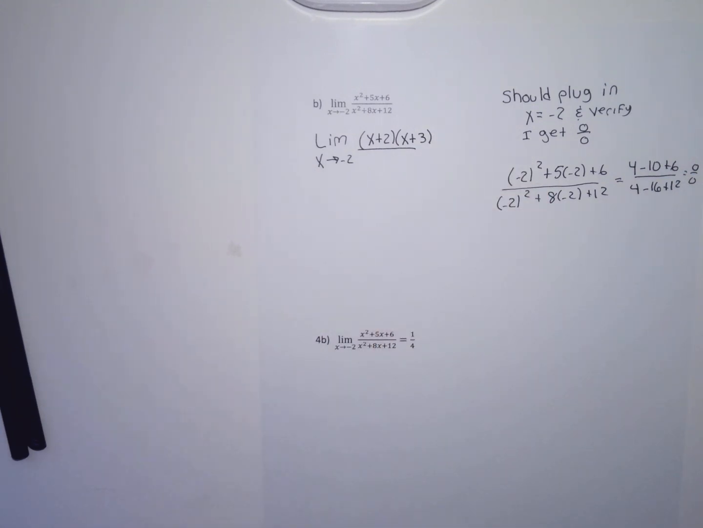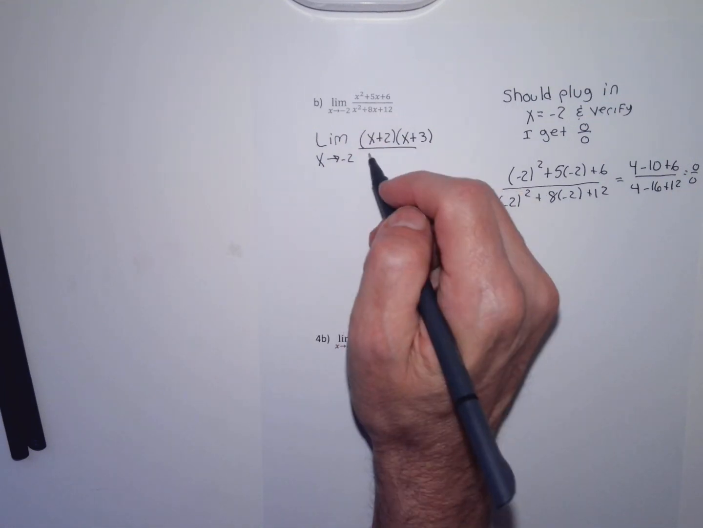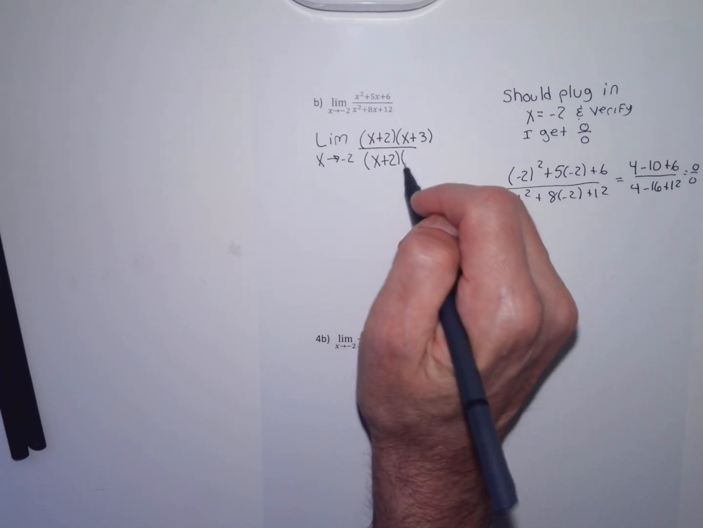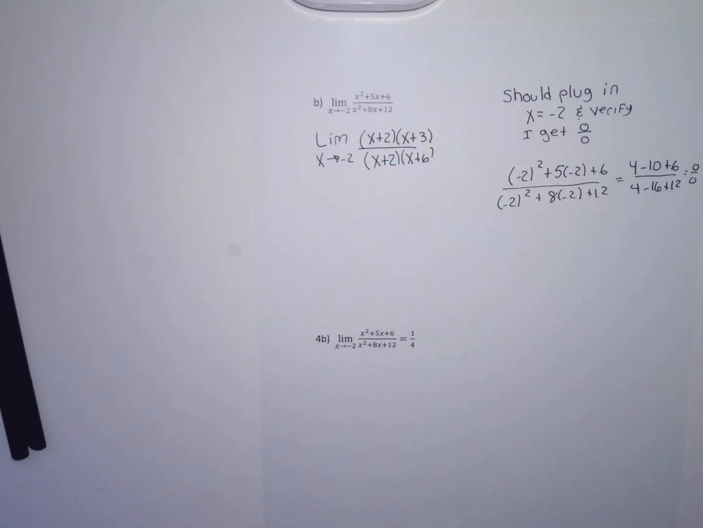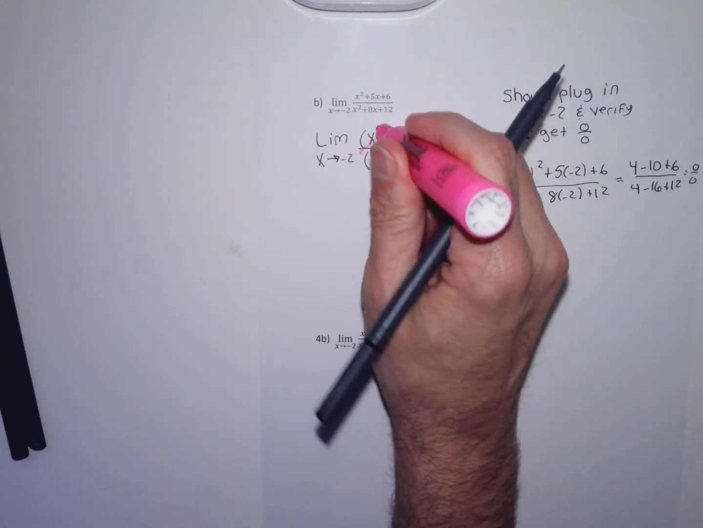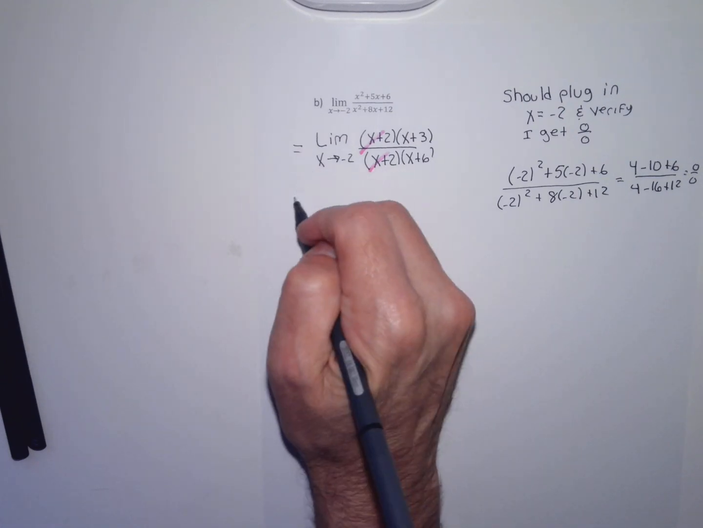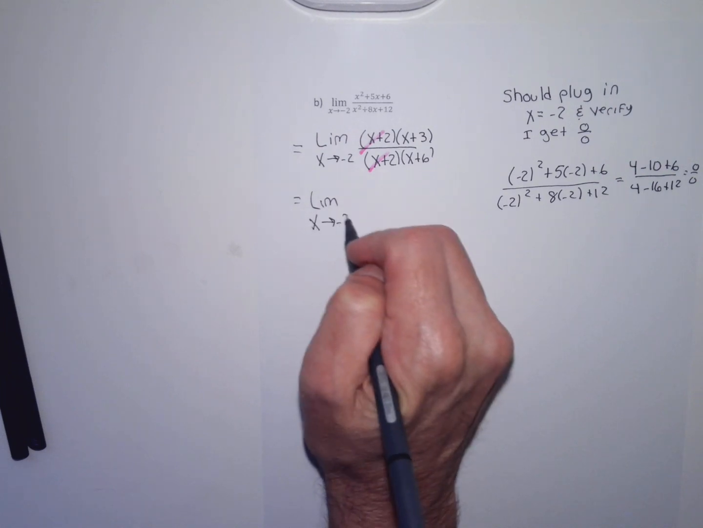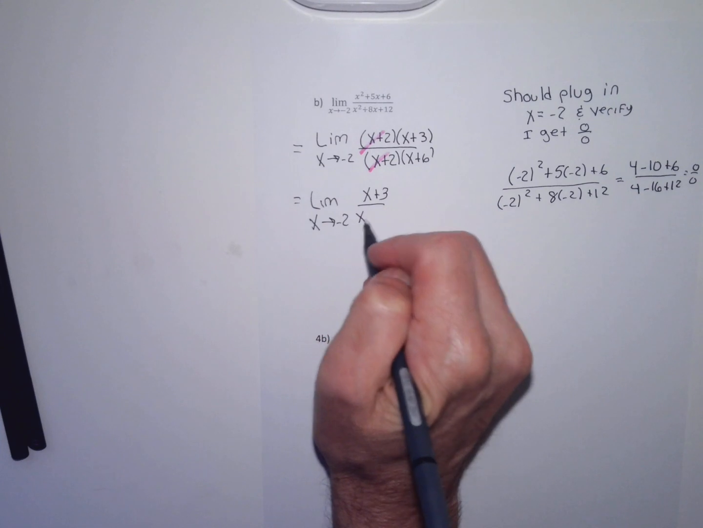For the denominator, the numbers I end my parentheses with need to multiply to 12 and add to 8, and it's going to be 2 and 6. The denominator factors into x plus 2 times x plus 6 because the numbers 2 and 6, if you multiply them, you get 12. If you add them, you get 8. Now I can cancel out the x plus 2's and get the limit as x approaches negative 2 of x plus 3 over x plus 6.